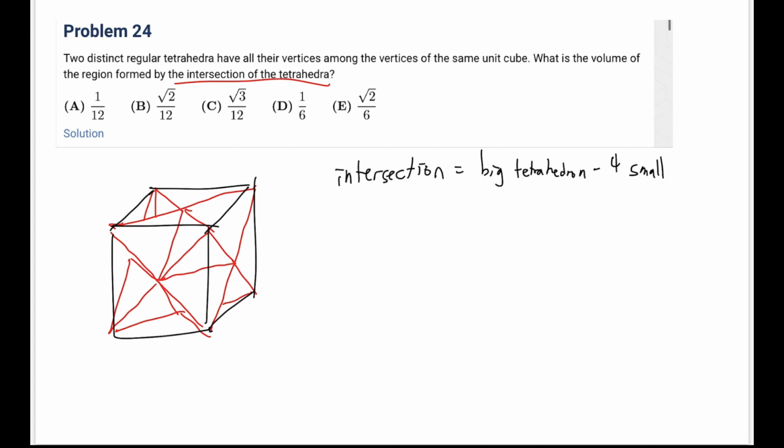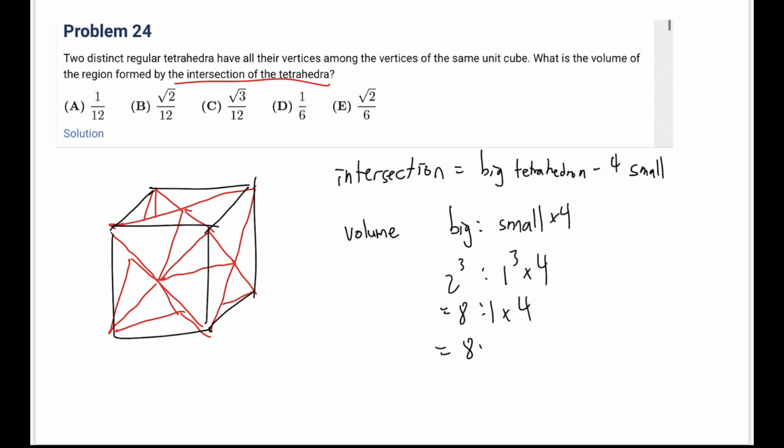But then what we can notice is that the side length of the big tetrahedron is twice the side length of the small tetrahedron, right? And so the volume ratio of the big tetrahedron to the small tetrahedron will be 2 cubed to 1 cubed. So this is 8 to 1, right? But then if we have 4 small ones, this would be 8 to 4, which is 1 to 2. And so the 4 small tetrahedrons are 1/2 of the volume of the big tetrahedron.